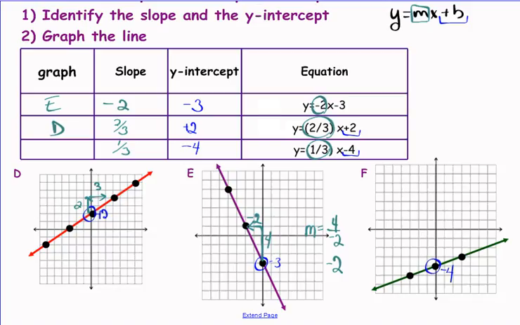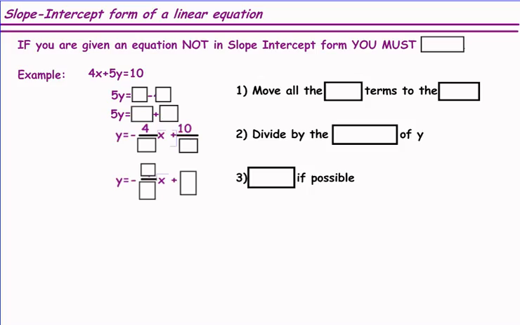So let's see, I went up 1 over 3. So my slope is 1 over 3. Yeah, that matches the last one. So there we go. This is identifying slope and the y-intercept and graphing the line. Now, the next part of this lesson: what happens if our line is not written in slope-intercept form? It becomes really important, guys, to be able to write it in slope-intercept form so we can use our calculator.